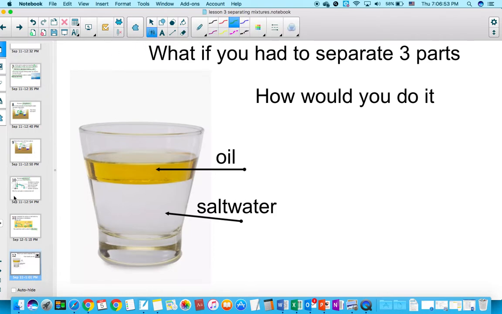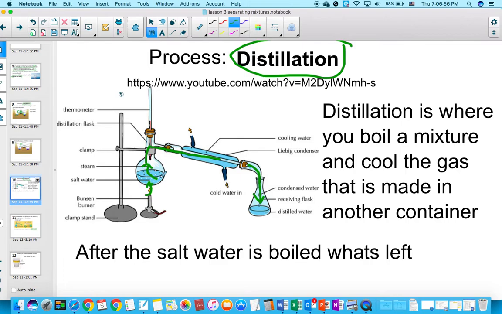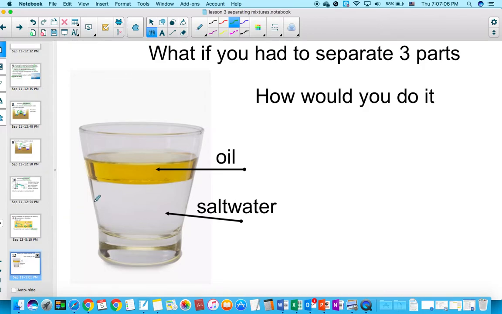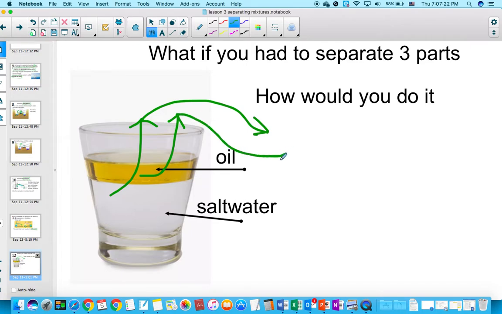Again, when we looked at distillation, water boils and evaporates at a different temperature than salt. So the salt gets left behind. Well, what we can do is heat up the salt water and oil mixture so that the water leaves and it's collected in another container. Then you can increase the temperature and use another beaker to boil the oil, which will then evaporate and move into a different beaker. And what's left is salt at the bottom, water in another beaker, and oil in another beaker.